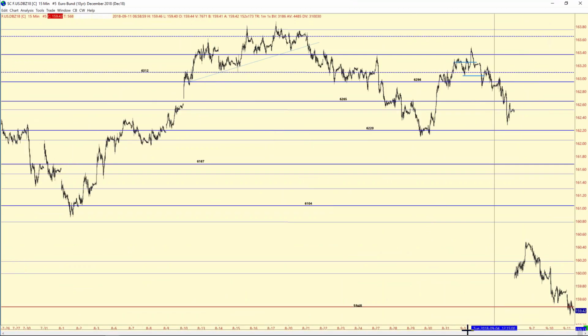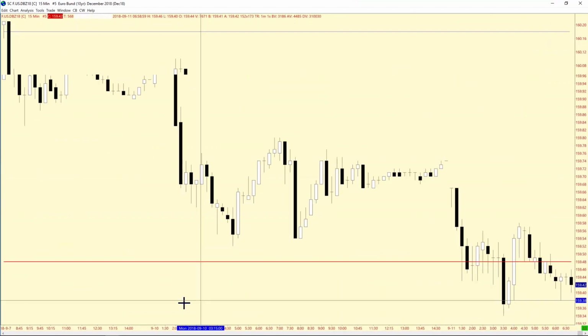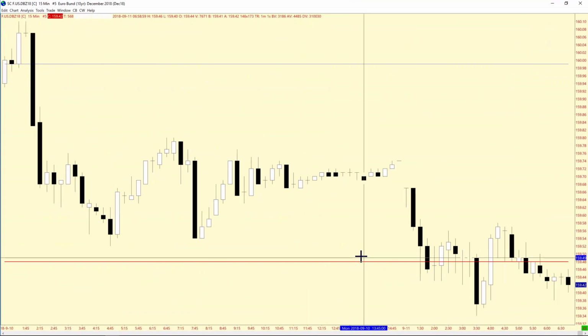59.48 has been a pivot before. Intraday, it's going to be right there, 59.49, just above that tick. So it'll be 59.49.